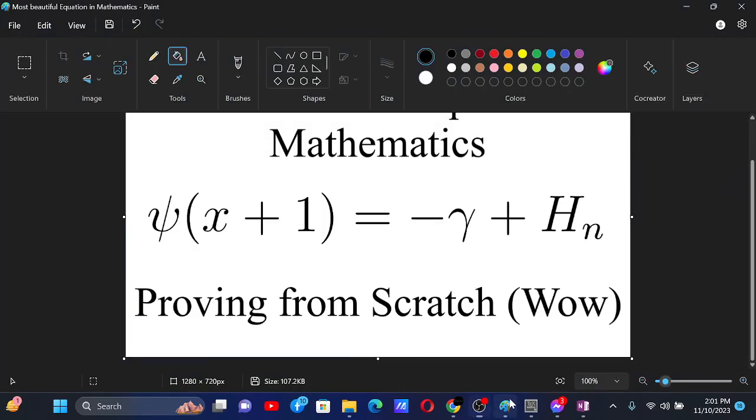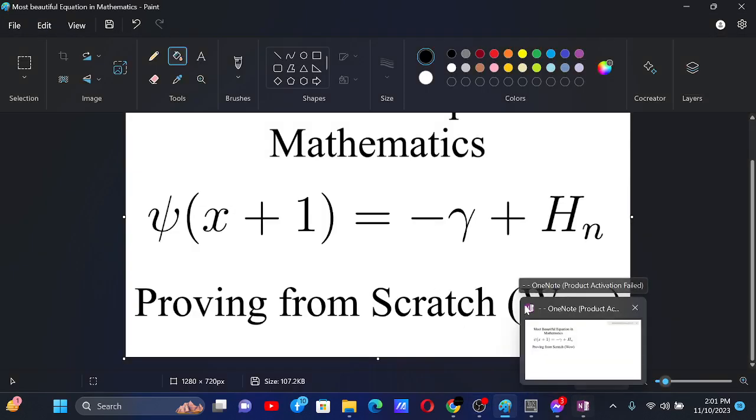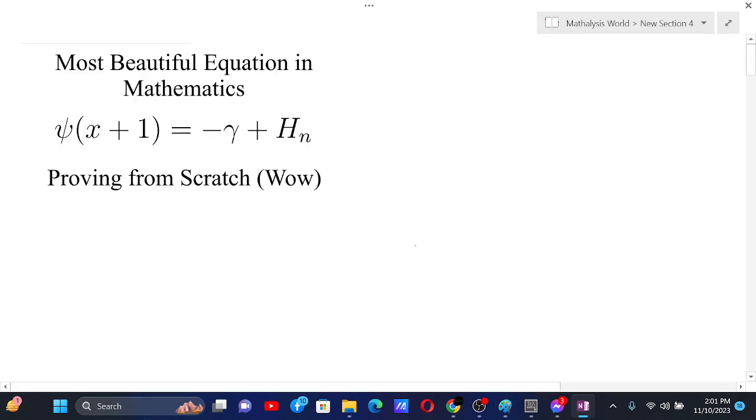This is the most beautiful equation in mathematics. And in this video, we are going to prove this beautiful equation in maths from scratch. Yeah, from scratch, I mean. Okay, so let us begin.